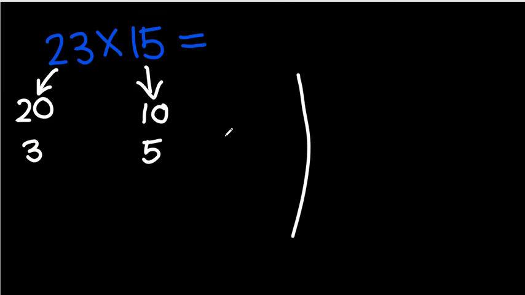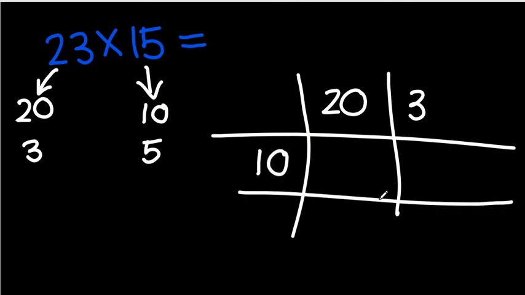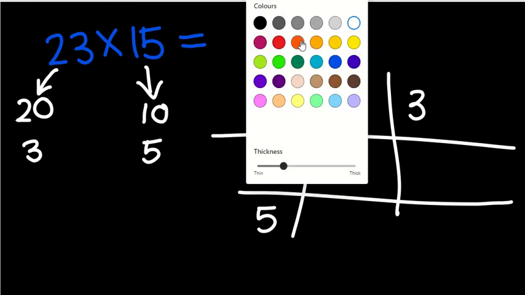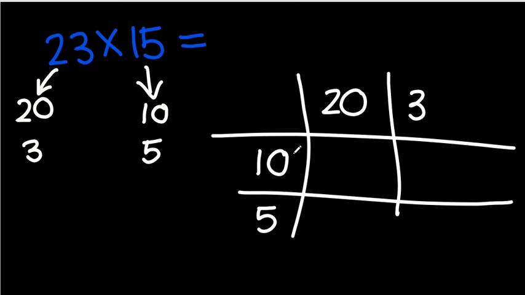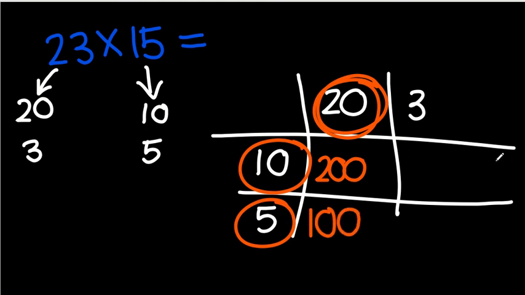Okay, so let's draw our grid, same as before. Let's put 20 on the top, so 23. And on the side, we're going to put 15, so we're going to put 10 and 5. And all you'll see is the bigger the number gets, the more parts we have to add up, but exactly the same process. So let's go through. 10 times 20 is going to be 200. If you think of 1 times 2 is 2, and then you add all the zeros. 5 times 20, 5 times 2 is 10, add the 0.